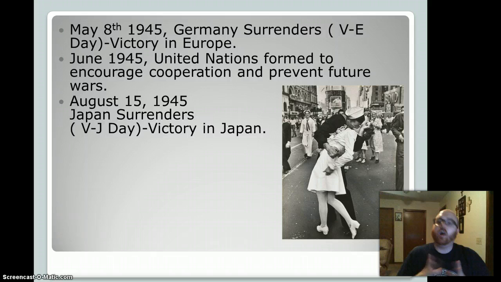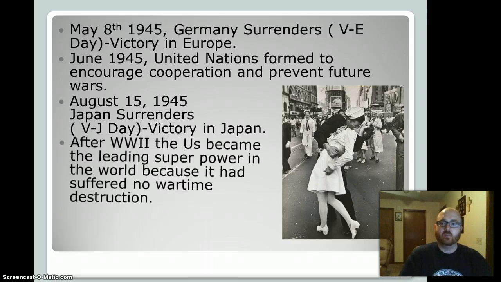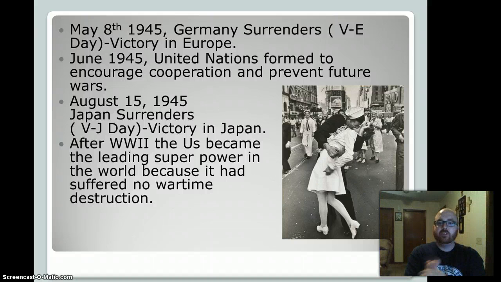Alright, then on August 15, 1945, Japan surrenders after the dropping of the 2 atomic bombs. VJ Day, victory in Japan. So in 1945, big year, World War II's over. The Allies win. And after World War II, the U.S. became the leading superpower in the world because it had suffered no wartime destruction. The wars fought in the Pacific, in Europe, in Africa, were not fought in the United States. And so we're going to become stronger and become the leading superpower.